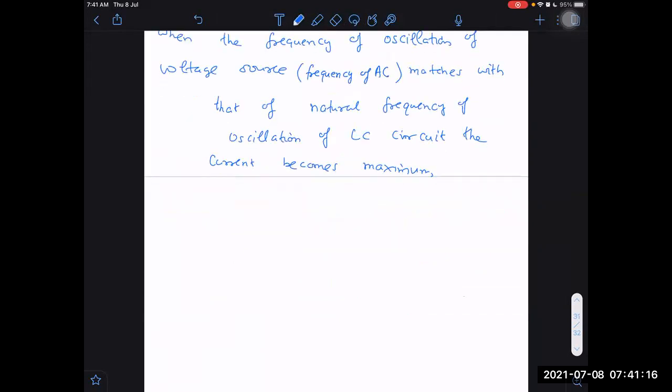And in this condition, when the current becomes maximum, we call it resonance. This circuit is said to be in resonance.